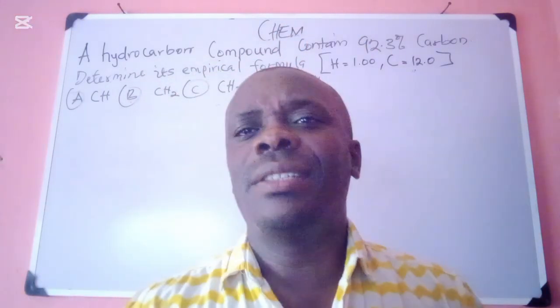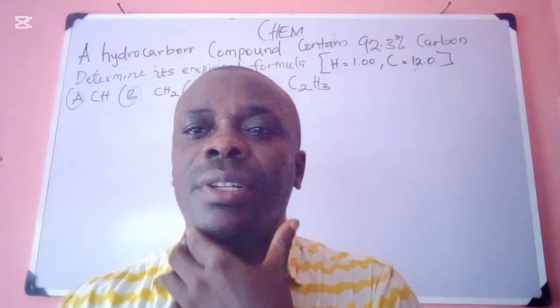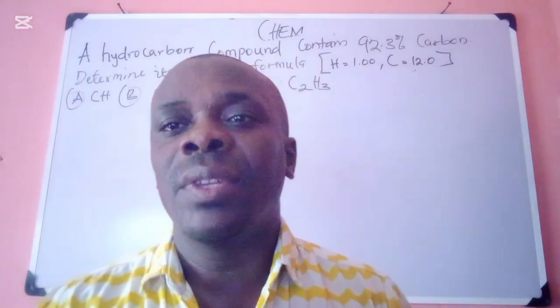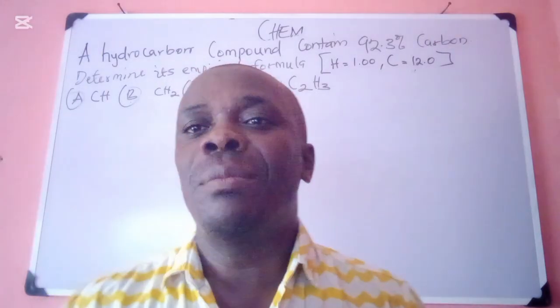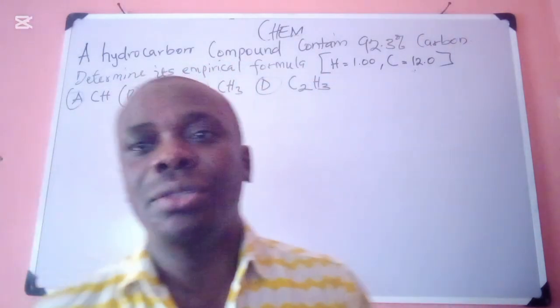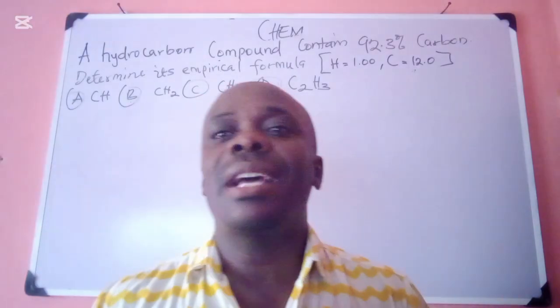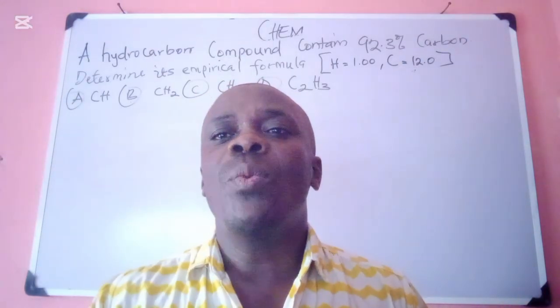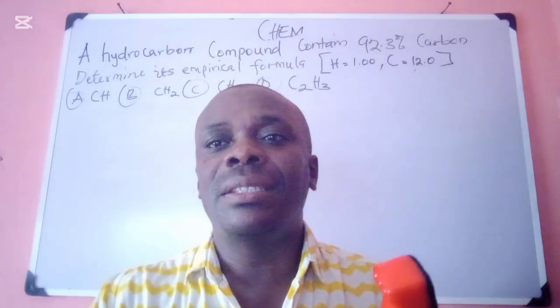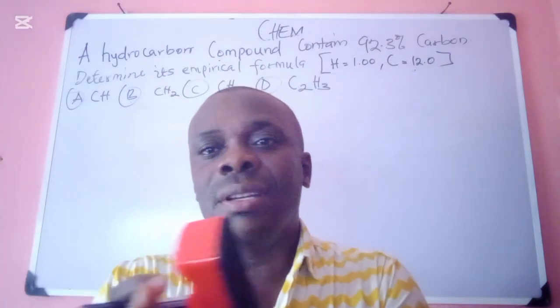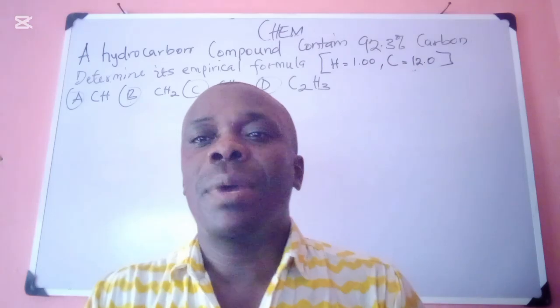We want to look at a question on the board, and the question on the board is all about empirical formula. We are looking at empirical formula as the percentage ratio of an element or atom present in that compound. So when we look at it, we are looking at only the percentage of those elements that are present in that particular compound.